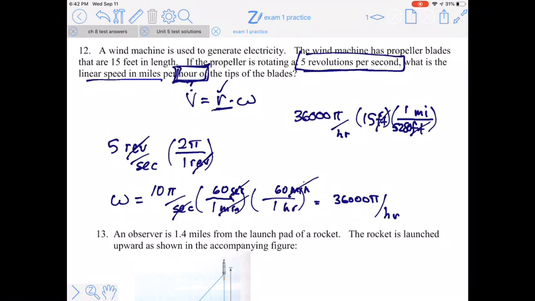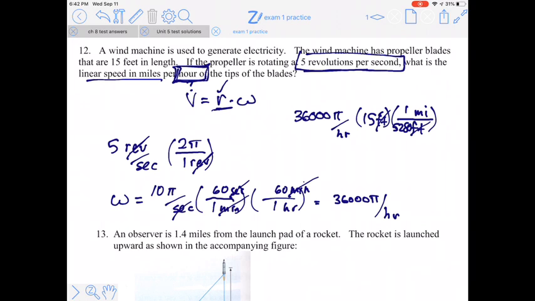And if it doesn't divide evenly, then we have to do a simplified fraction, something like 225 over 22 pi. You know what? This would be so much easier if you just did it with a decimal. Just multiply pi in there. I'm okay with that. So 36,000 times pi times 15 divided by 5280.